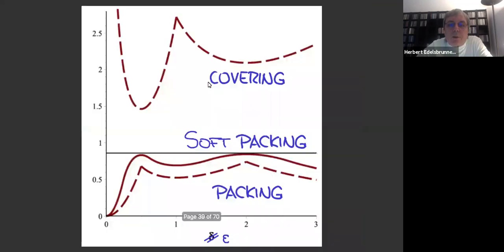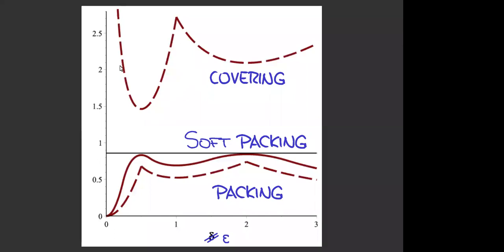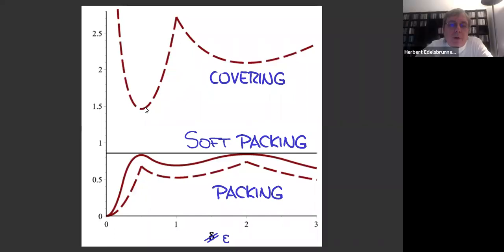Well, let's see. How do we continue here? So for this, this is three-dimensional again. This drawing shows the upper curve is the covering density of the lattices that you get in this family. So the family runs from left to right, epsilon from 0 to 3 roughly on this chart. And for each configuration, you get the covering density. So you see the minimum at 0.5.